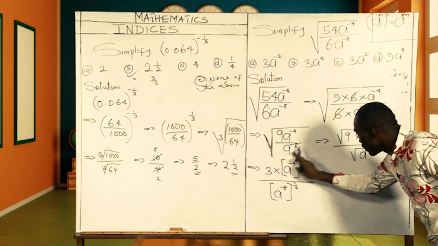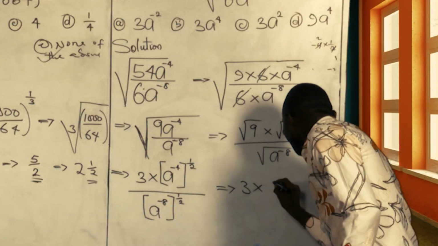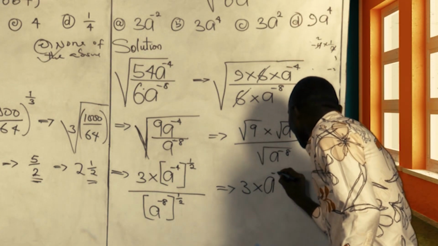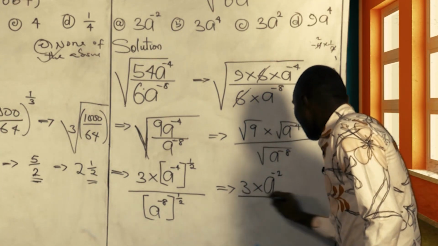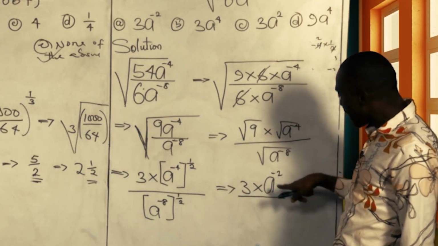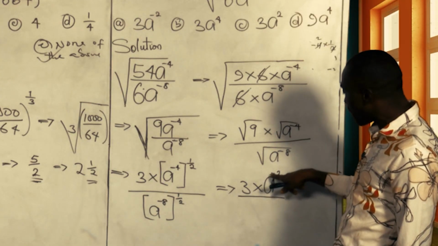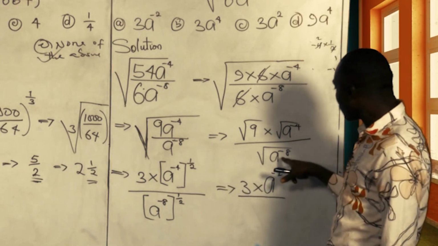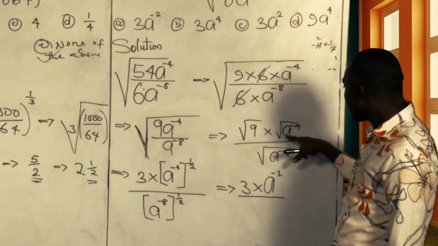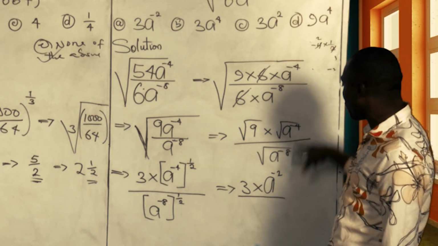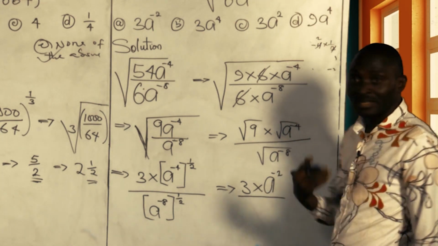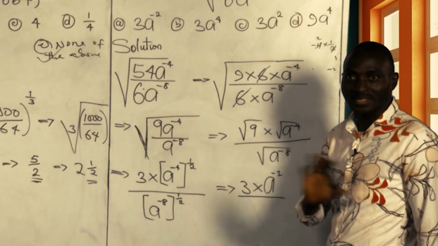So it means the whole of this gives a raised to the power minus 2. Okay, so it means by getting a raised to the power minus 2, the square root of a raised to the power minus 4 is a raised to the power minus 2. That is it. That is the meaning.